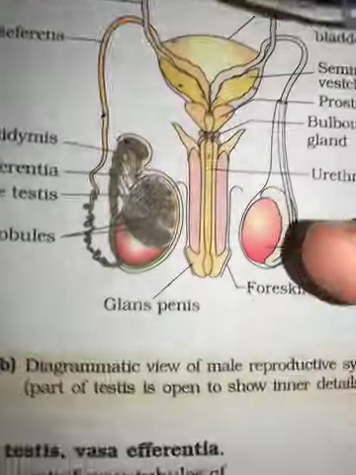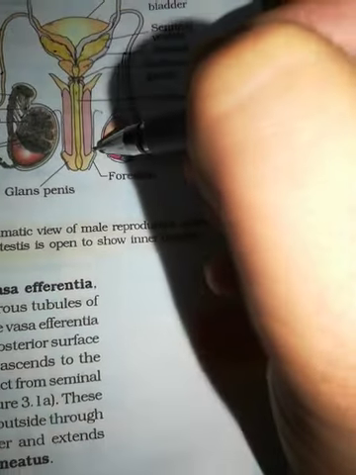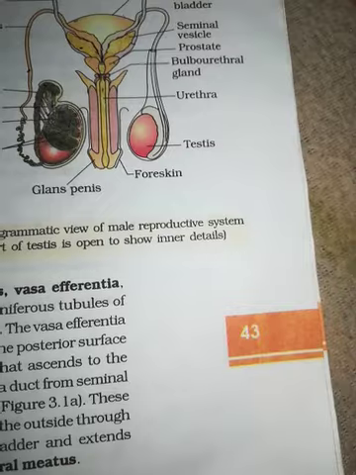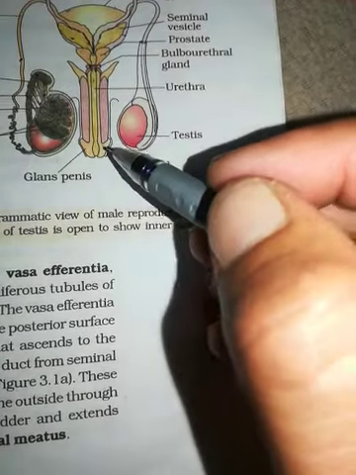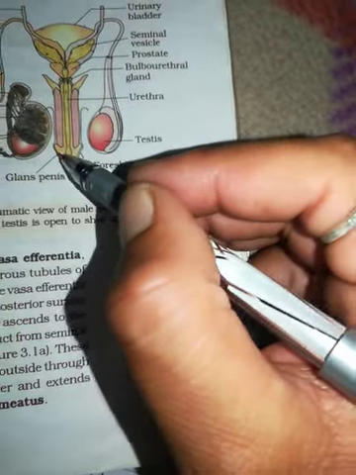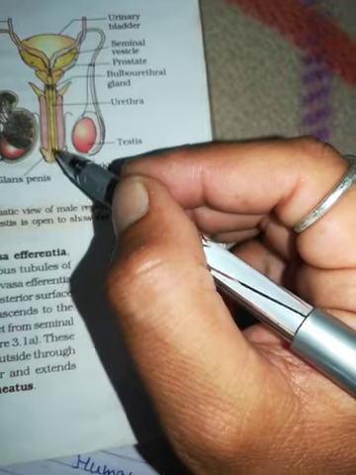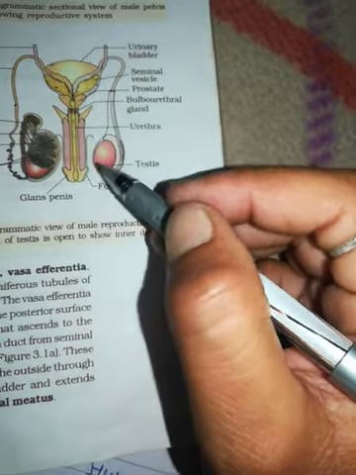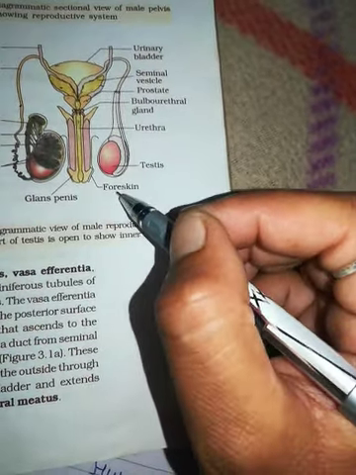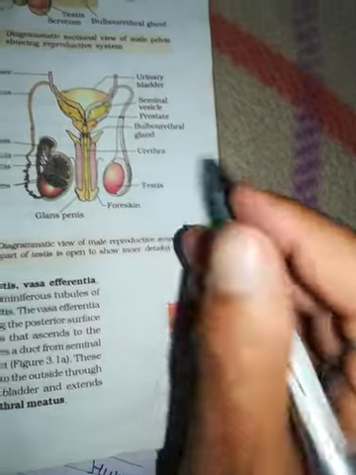So here you are observing the structure of the penis. If you observe, you will find that the penis becomes a little bit broader at its tip portion. The broader region is called glans penis, and it also has some folds of skin in that particular region. This is called foreskin. You are observing here it is mentioned foreskin, and this broader region is called glans penis.